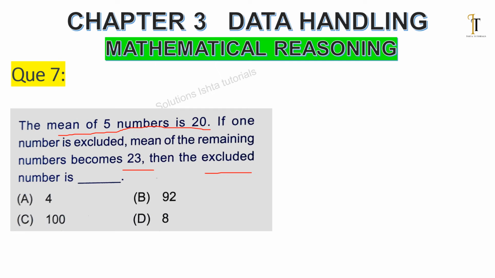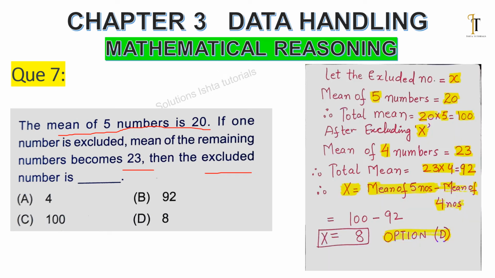So students, now let's check. Let the excluded number be x. Okay. So according to the question, the mean of 5 numbers is 20. So the total is 20 into 5, that is 100. Now after excluding x, we have 5 minus 1, 4 numbers. So the mean of 4 numbers is 23. Now the total is 23 into 4, 92.